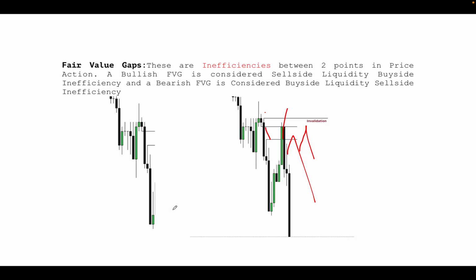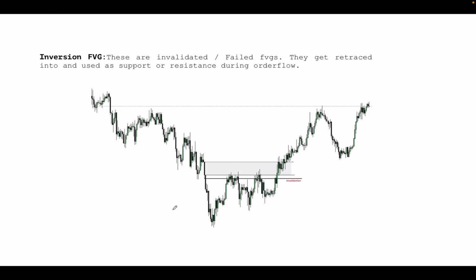Now our next PD array is inversion fair value gaps. These are invalidated or filled fair value gaps. They get retraced into and used as support or resistance during order flow. Inversion fair value gaps are invalidated fair value gaps basically. So it is like having a fair value gap, then turning it upside down and using it to buy.